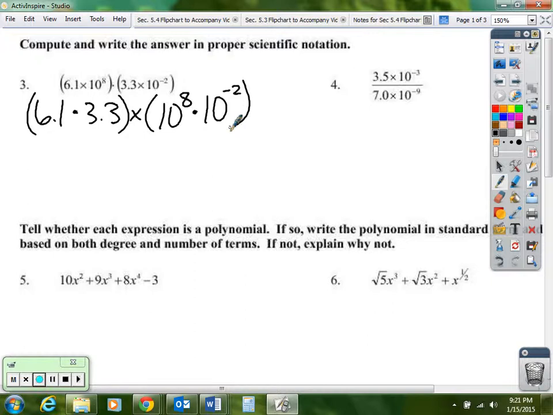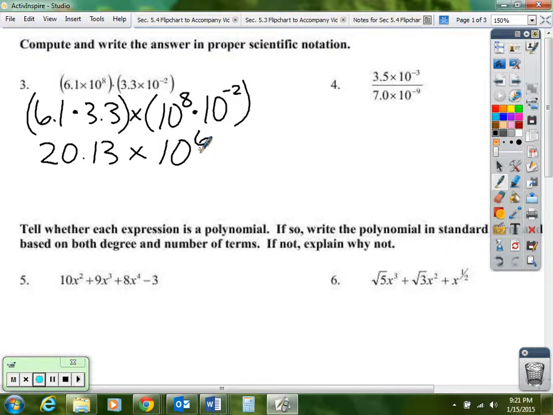6.1 times 3.3 is 20.13. 10 to the 8th times 10 to the negative 2, add the exponents. 8 plus negative 2 is 6. That's 10 to the 6th.